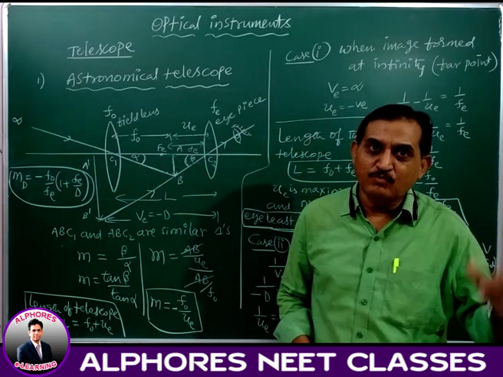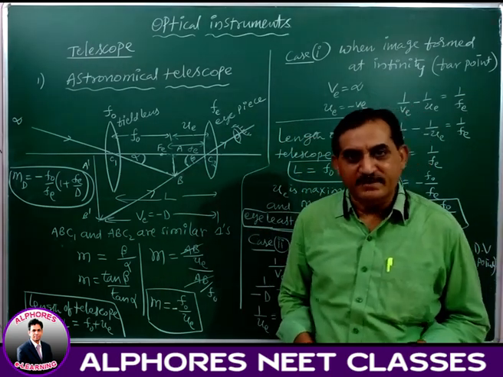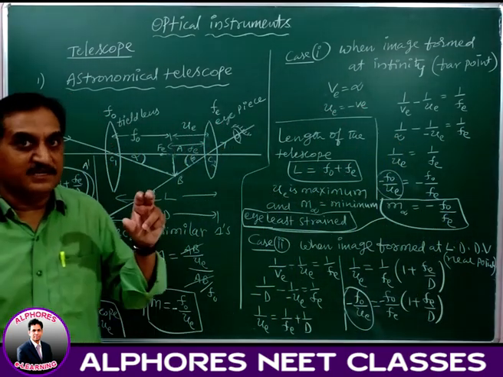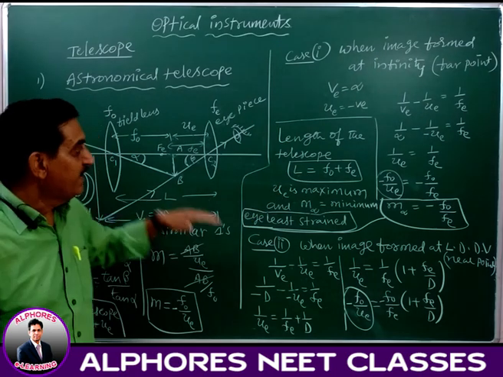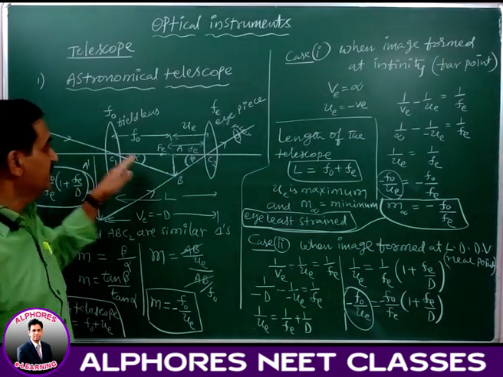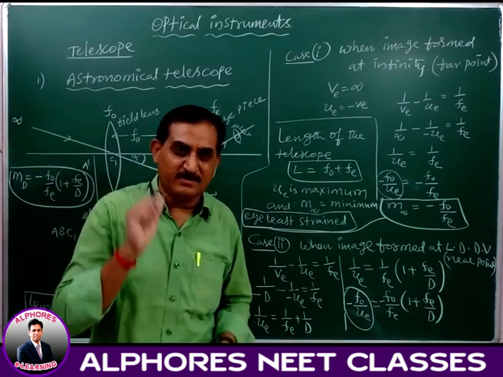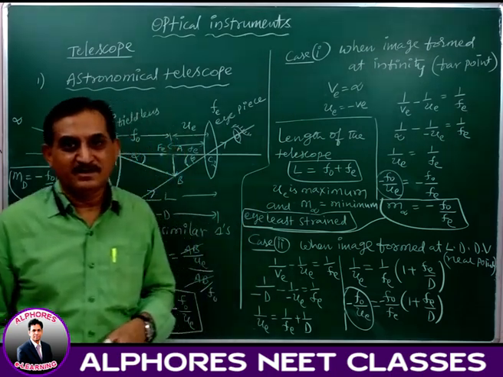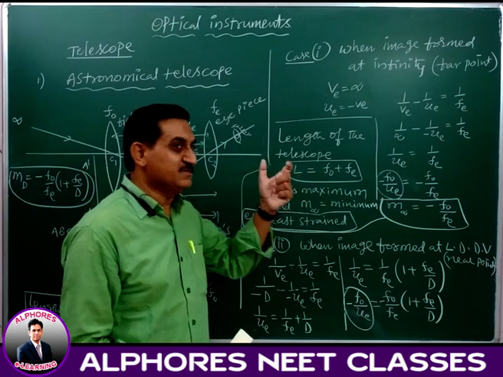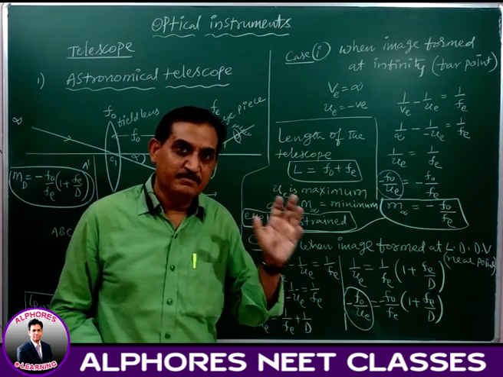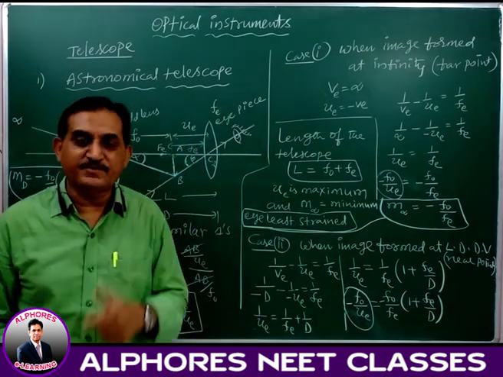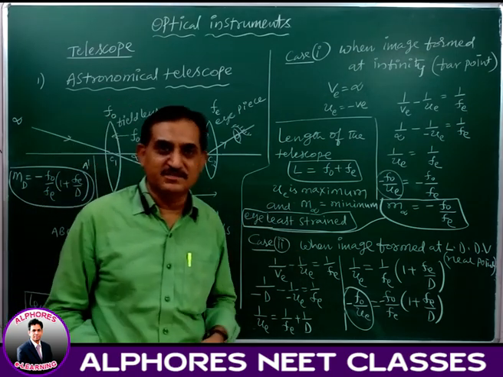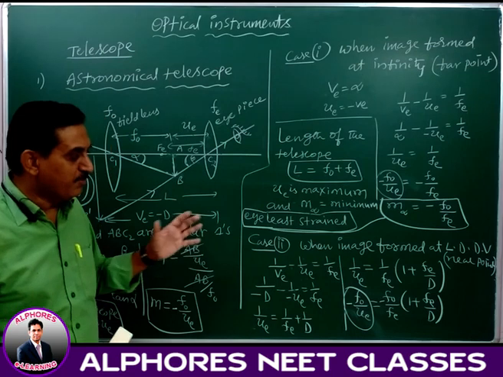Whenever the image is formed at infinity, the angle subtended by the image at the eye will be smaller. Therefore, its magnification is smaller because UE is the maximum. UE is maximum and its magnification is minimum, and the eye is the least strained in this case. So these are the points related to it.